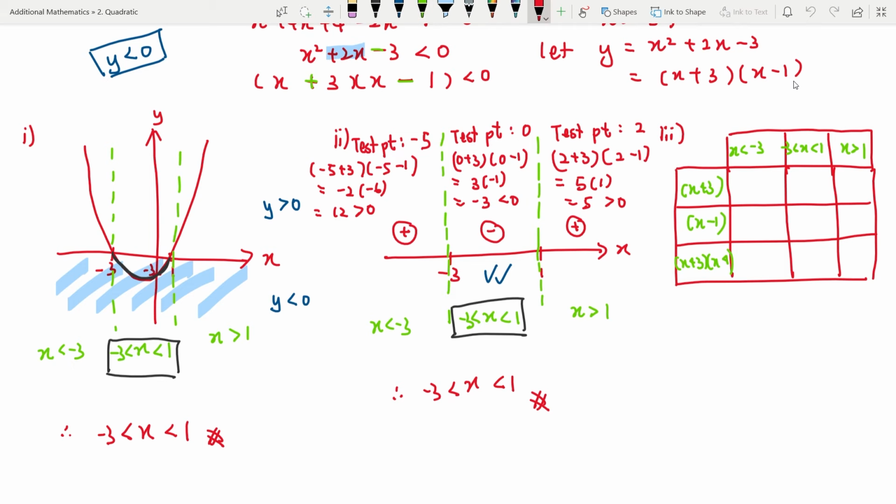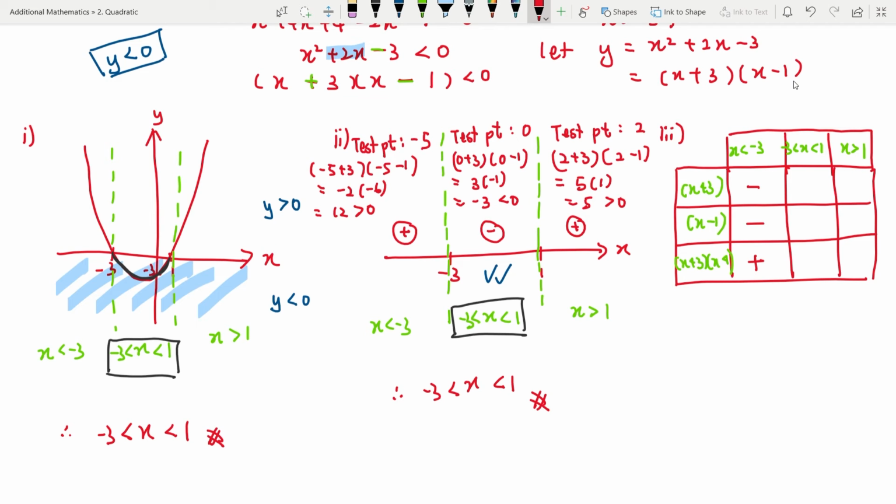The method is somehow similar to the second method. We choose a number that is less than -3, example -5. We substitute it into the factor. -5 plus 3, we get -2. So this is a negative value. We substitute -5 into x minus 1. We get -5 minus 1, -6, a negative value. Negative multiplied with negative, we will get a positive number.